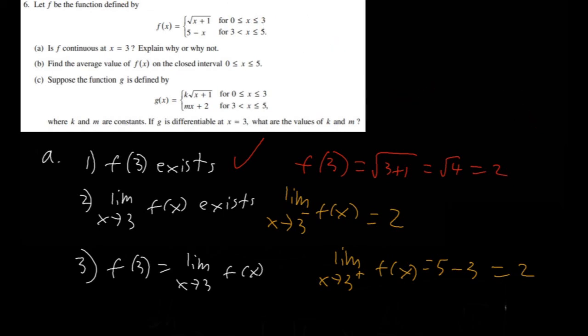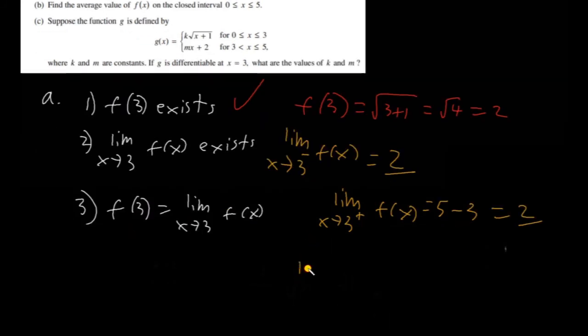Okay, so now we've determined that since these are both the same number, the limit exists. So we can say that the limit as x approaches 3 of f of x equals 2, right? Same thing from the left and the right. So that condition is met. And then what's the third condition? f of 3 is equal to, well, what's f of 3? f of 3 is 2. What's the limit? The limit is also 2.